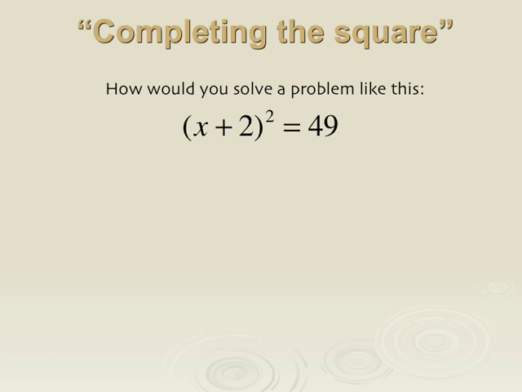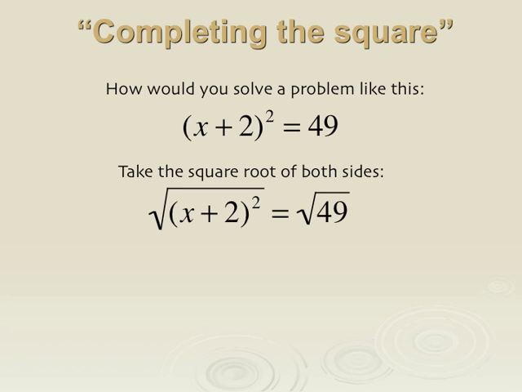One thing that you might do is to take the square root of both sides of this equation. Remember, any operation that keeps an equation balanced doesn't change the solutions to that equation. So when we take the square root of both sides of this, on the left-hand side, we'll have the square root of the quantity x plus 2 squared, and on the right, the square root of 49.